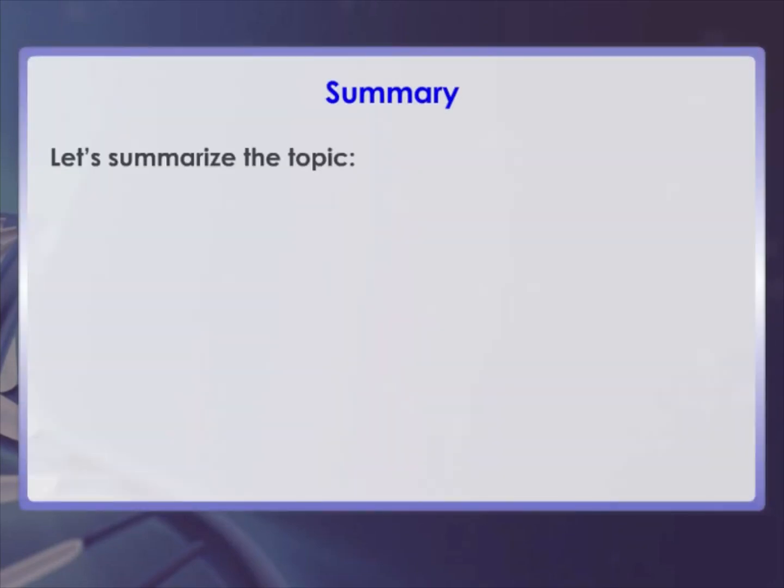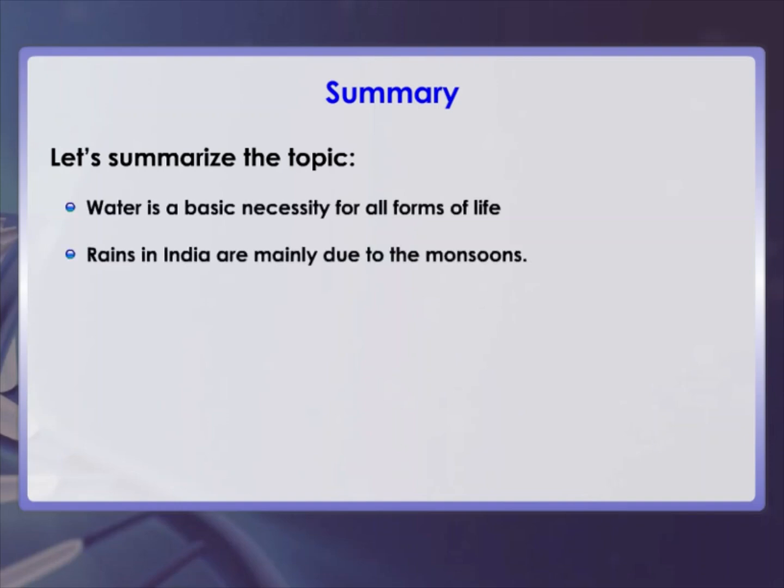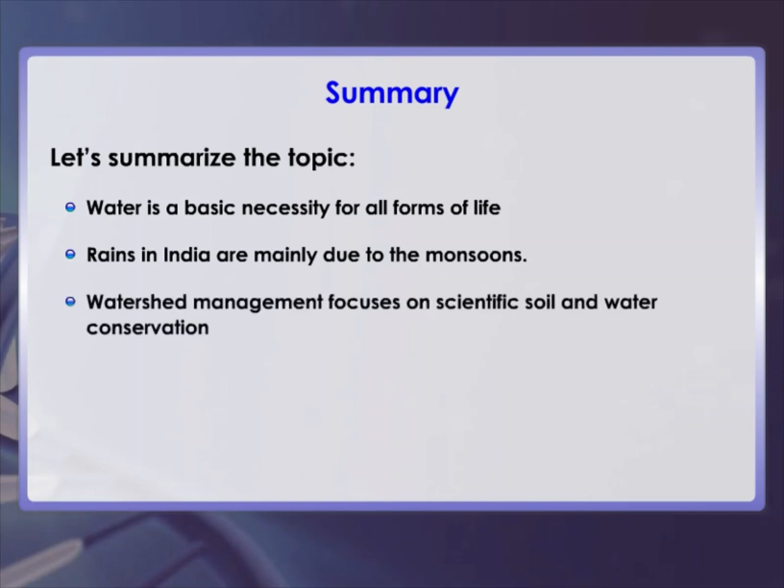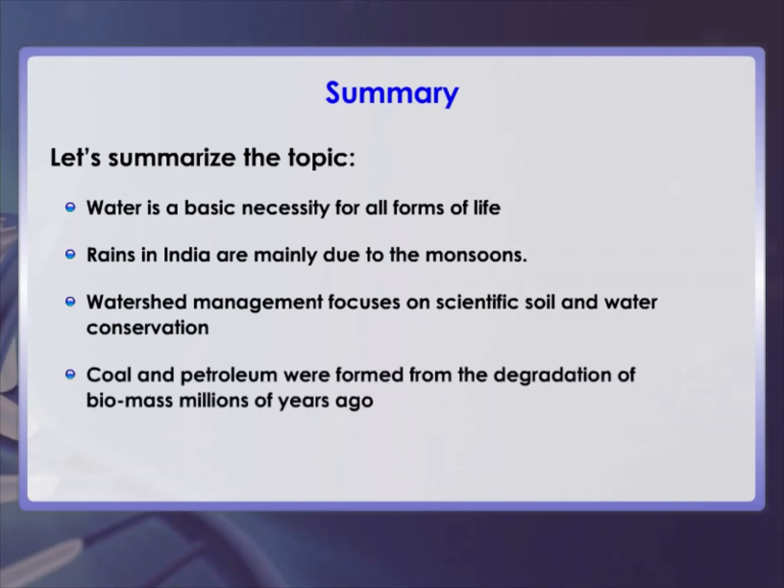Summary. Let's summarize the topic. Water is a basic necessity for all forms of life. Rains in India are mainly due to the monsoons. Watershed management focuses on scientific soil and water conservation. Coal and petroleum were formed from the degradation of biomass millions of years ago.